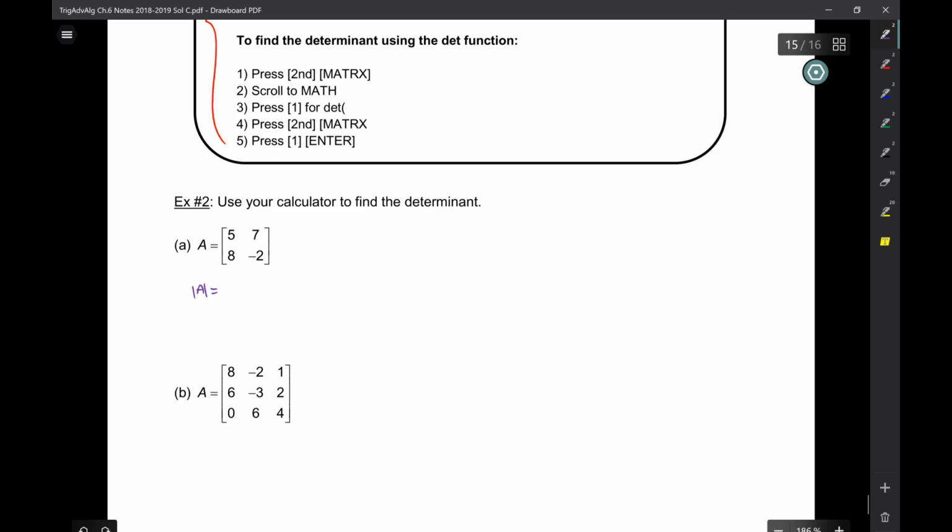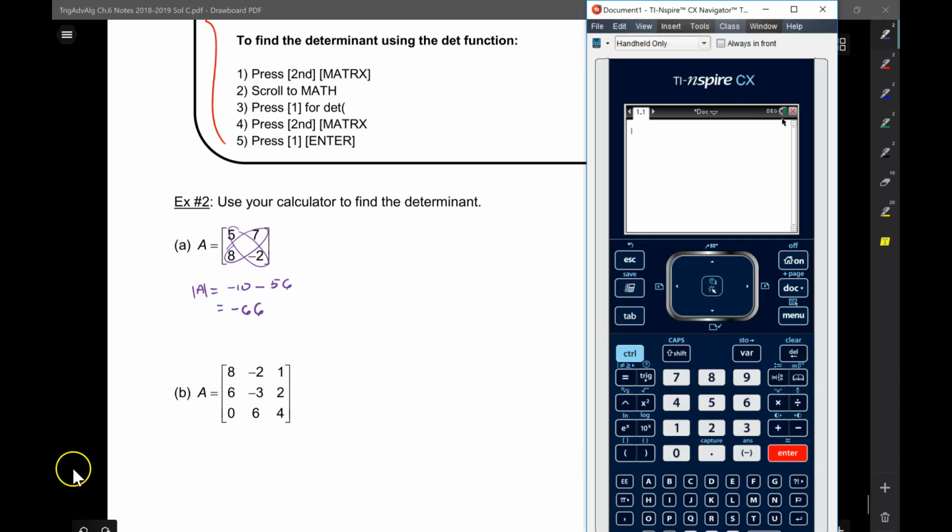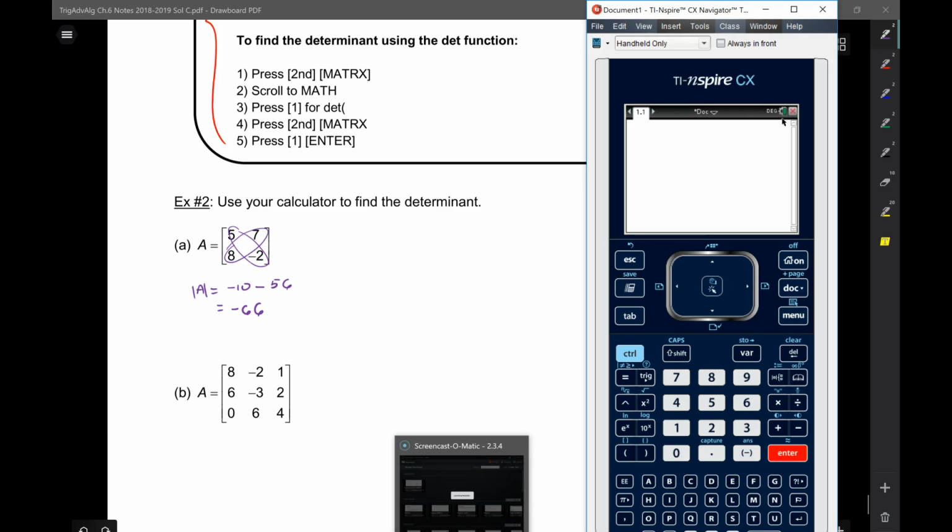That's the inverse, but the determinant is this minus 56. It's always subtracting. Right? Always subtracting. So it's negative 66. So on the calculator, here's what we're going to do.